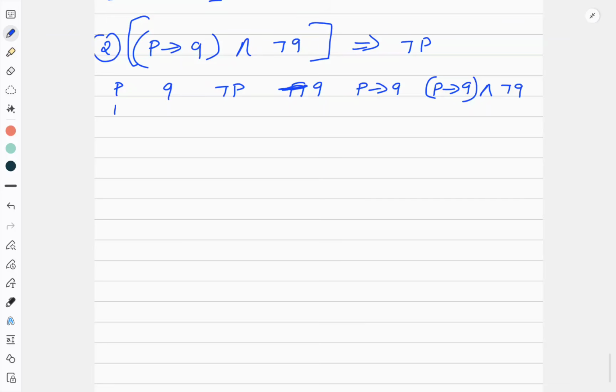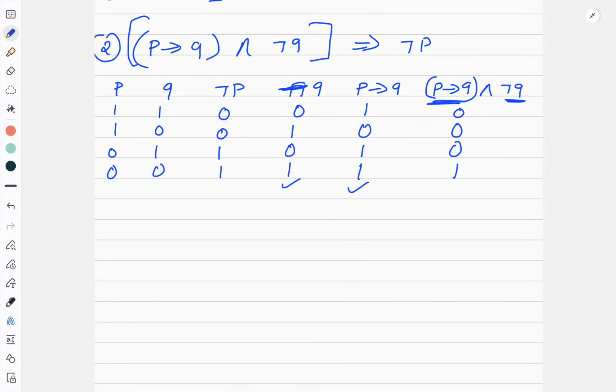Now let us make the columns: 1, 1, 0, 0; 1, 0, 1, 0; 0, 0, 1, 1; 0, 1, 0, 1. Now P implies Q is 1, 0, 1, 1. Now P implies Q and negation Q means I need to check these two columns. I know and is 1 only when both are 1. No, no, no, yes. So 1, 0, 0, 0.